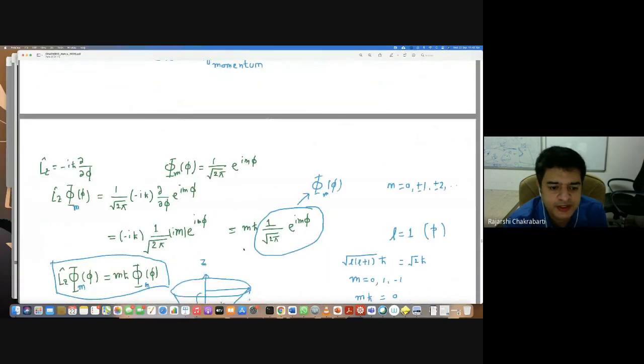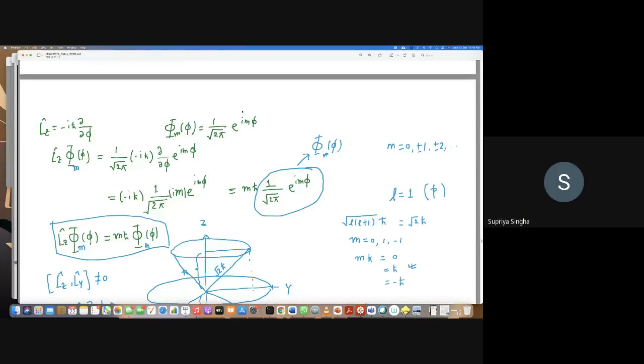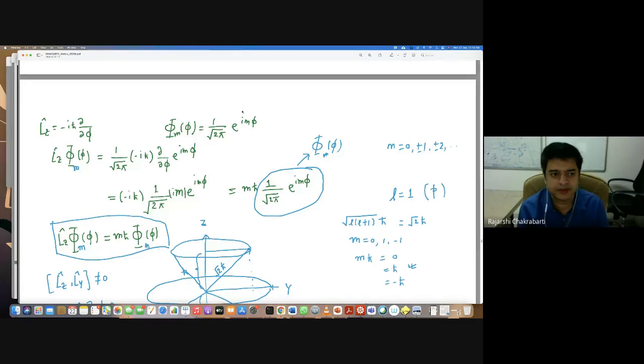Okay, so let us check a few things. Let us take this phi part. The phi part has this expression, an exponential of i m phi kind of solution. You remember this? m is the magnetic quantum number.